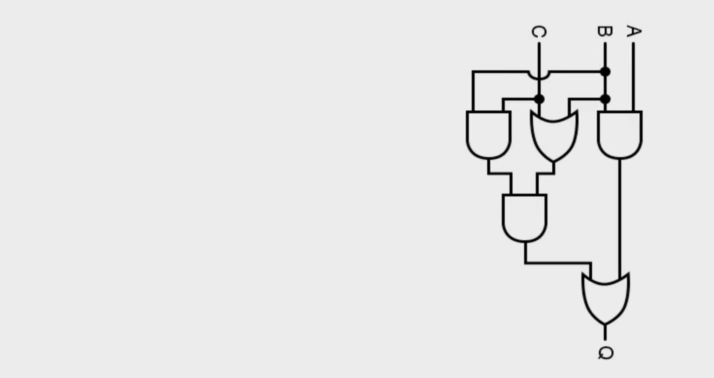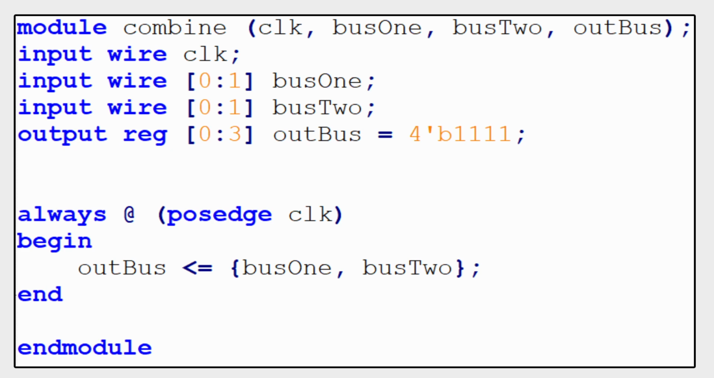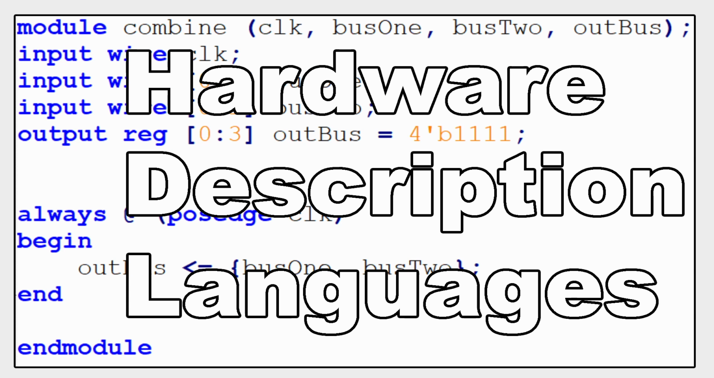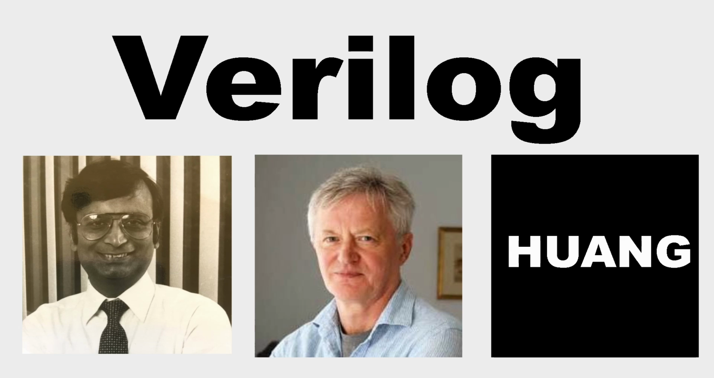What we're trying to design here is called a digital logic circuit. And for the last half century, circuit designers have been using hardware description languages, HDLs, to design and structure the behavior of logical circuits in software. The most popular HDL is Verilog, invented in 1984 by Prabhu Goel, Phil Moorby, and Chi-Lai Huang.